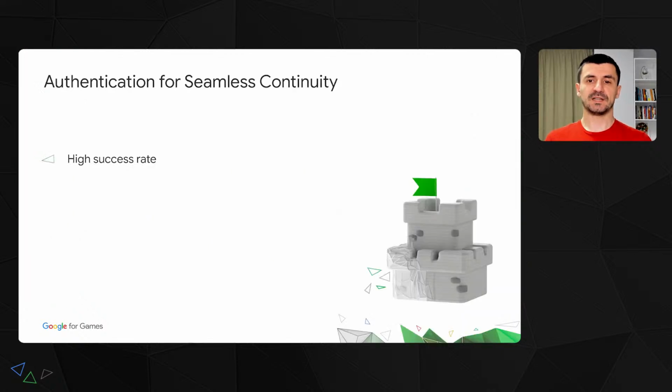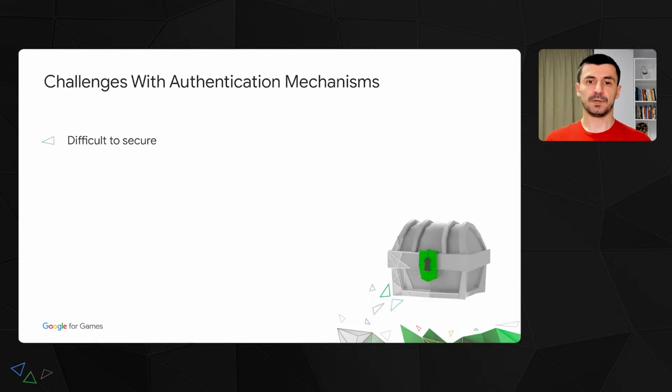But how can you, as a developer, make sure that your game offers seamless continuity? The key prerequisite for that is an authentication system that has a high success rate to sign in users, which in turn means low friction, is robust and easy to integrate, and is interoperable with any identity system. However, such an authentication system is very difficult to build and integrate because securing an authentication system is highly specialized and expensive. And then, username and password systems are difficult for users to manage since they are so very easy to forget.